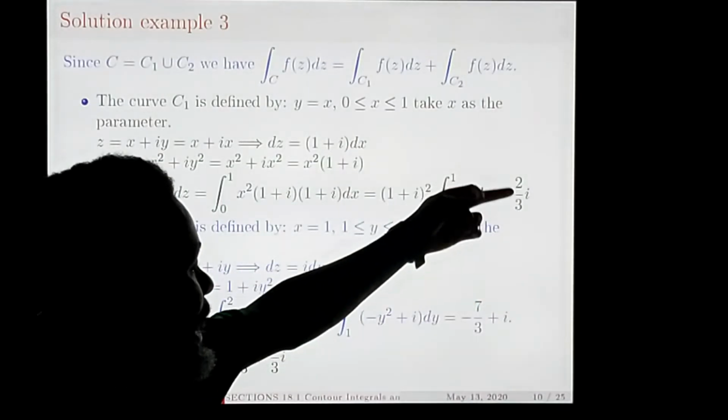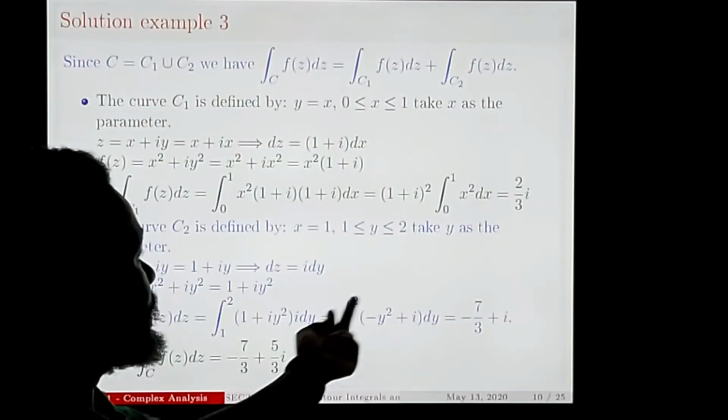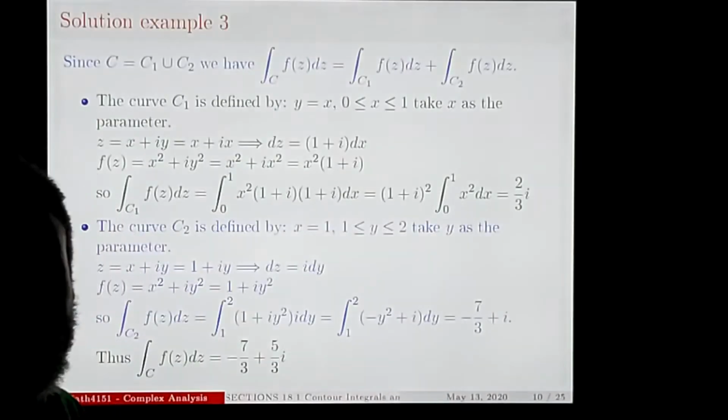So 2 over 3 i plus minus 7 over 3 plus i. So you just have minus 7 over 3. 2 over 3 i plus 3 over 3 i is 5 over 3 i. And that's it. We're finished.